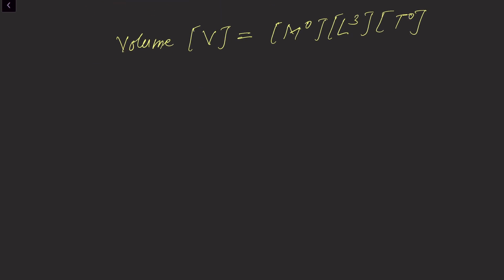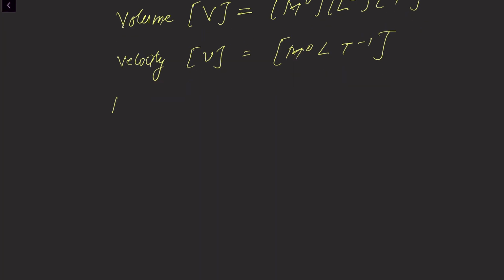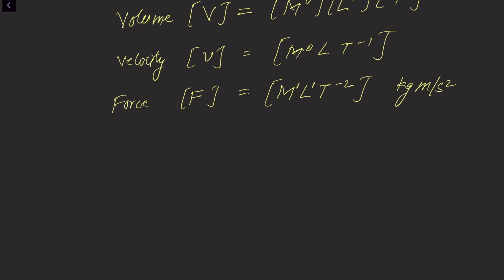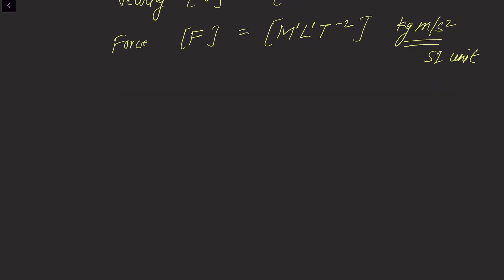Now let's write velocity. So it is small v. This equals M⁰ L T⁻¹. So this is how we can write it, LT to the power minus 1. How to write force? M L T to the power minus 2. If there is nothing, it means it is 1, right? The SI unit is kg meters per second square. Now what is density? It is rho. Density is mass per unit volume. So M L to the power minus 3 T to the power 0.